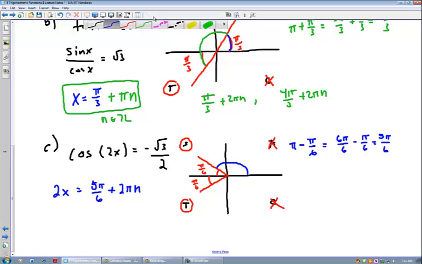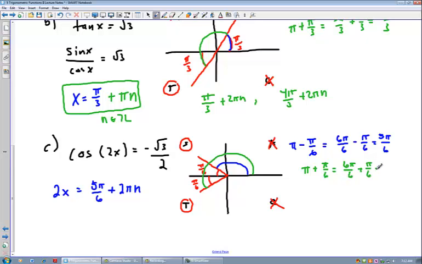And then my second answer, it's going to go all the way around from here to here. So I'm going to take pi, instead of subtracting pi over 6, I'm going to add an extra pi over 6. And so that's 6 pi over 6 plus pi over 6, which is 7 pi over 6.